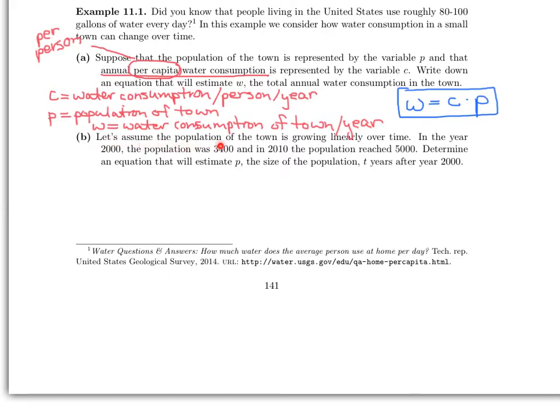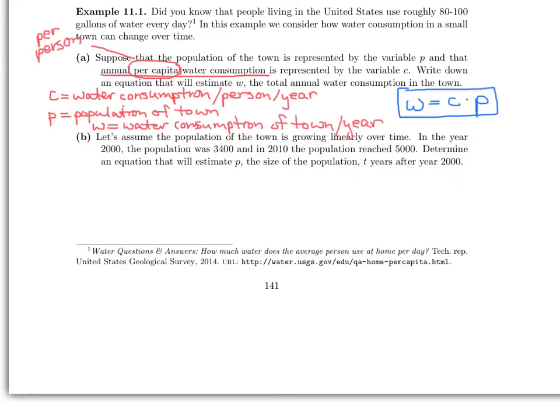Let's assume that the population of the town is growing linearly over time. In the year 2000, the population was 3,400, and in 2010, the population reached 5,000. Determine an equation that will estimate P, the size of the population. Remember, that's the same P as we had up here. That will estimate P, the size of the population, T years after the year 2000.